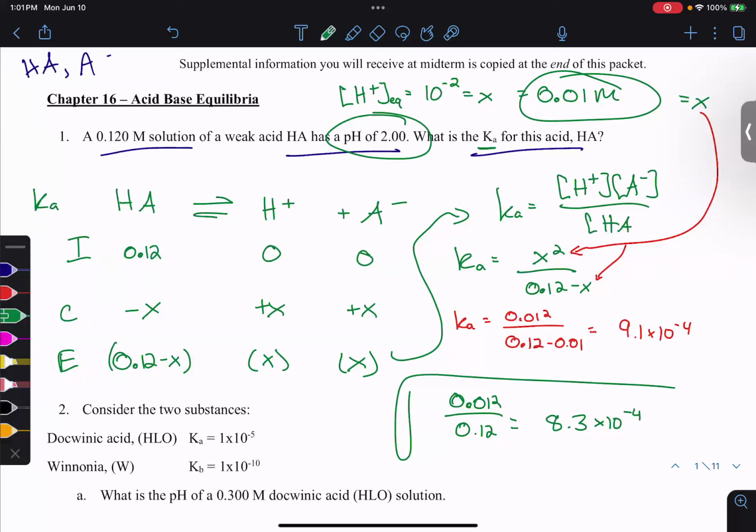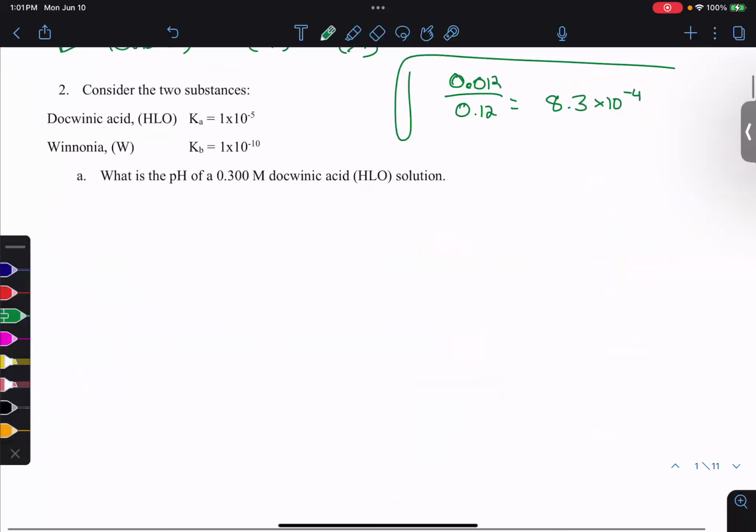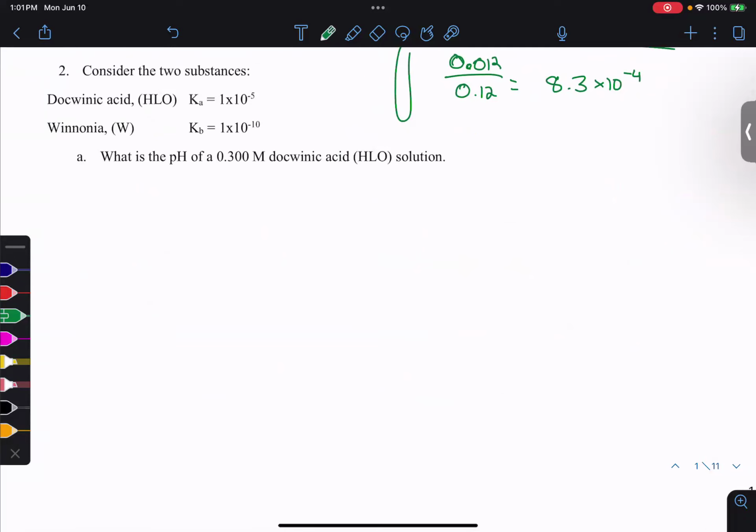That's the type 1 type of ice table where I'm asking you Ka. All of the questions that I ask you the pH, yes, that you absolutely make an approximation there. That's a type 2 ice table. Okay, so let's look at these two substances. We got docwinic acid, so it's a fake weak acid, and then winonia, which is a weak base. I know because I give you a Ka and a Kb. All right, so what is the pH of a 0.3 molarity docwinic acid solution?